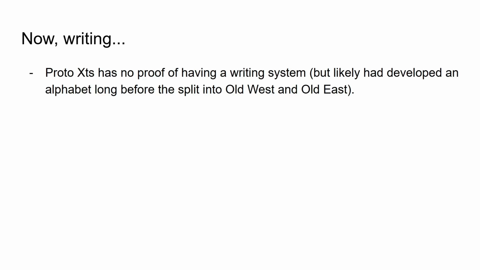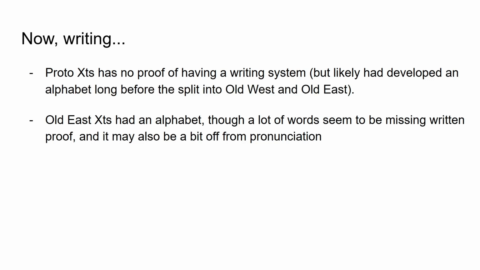Now about writing. The proto language has no actual proof of having a writing system, but it was very likely an alphabet long before it split up. Now, Old East itself had an alphabet, though a lot of words seem to be missing actual written proof, and it is likely suspected that it is off pronunciation.